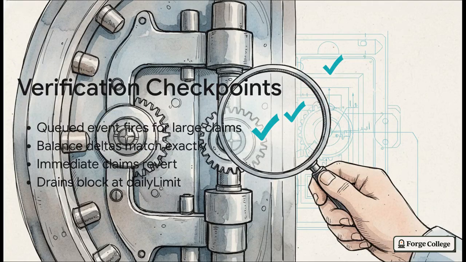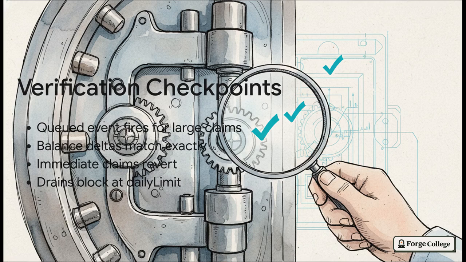But hey, as engineers, we don't just trust, we verify. When you run your local tests, this is your crucial verification checkpoint. You absolutely must see the large withdrawal queued event fire perfectly for large claims. You need to ensure the balance deltas match exactly down to the wei. You've got to verify that repeated immediate claims revert with that exact no funds error message.